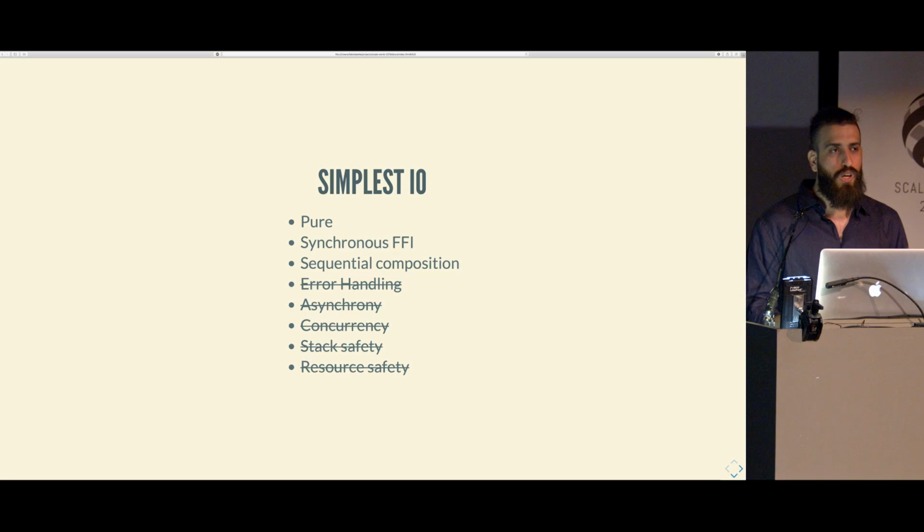But so I want to show you how you go about implementing such an I/O. And to do that, we're going to look at the simplest I/O that you can possibly imagine. So the bare minimum is going to be pure. That's sort of the minimum requirement. It's going to have a synchronous FFI, so you can wrap things like print line. It's going to support sequential composition, so basically monad. Do this I/O, take the result, and compose it with another I/O.